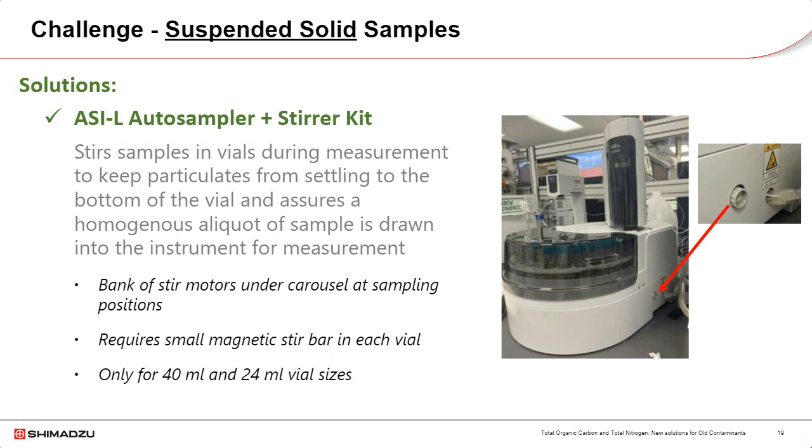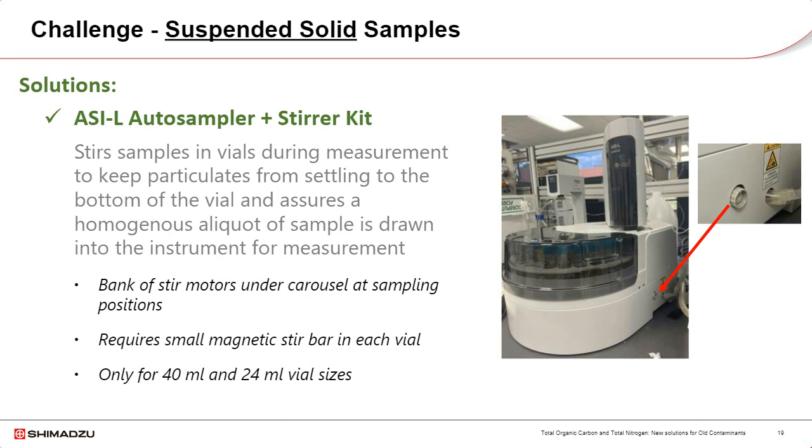Now, it's also very common for environmental samples to contain large amounts of suspended particles. For this reason, Shimadzu has many optional kits that can help you deal with these kinds of very difficult sample matrices. First of all, we have an optional stirrer kit for the autosampler. This is a kit that uses a bank of magnetic stir motors installed underneath the carousel. There will then be a knob on the side of the instrument that can be used to adjust the rotation speed of those stir motors.